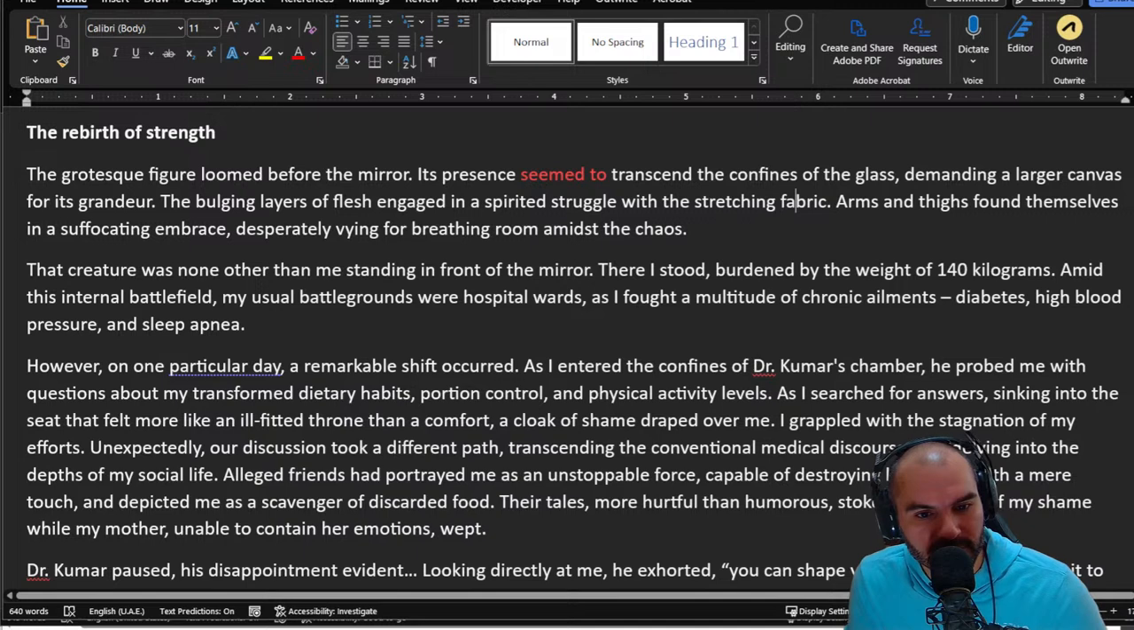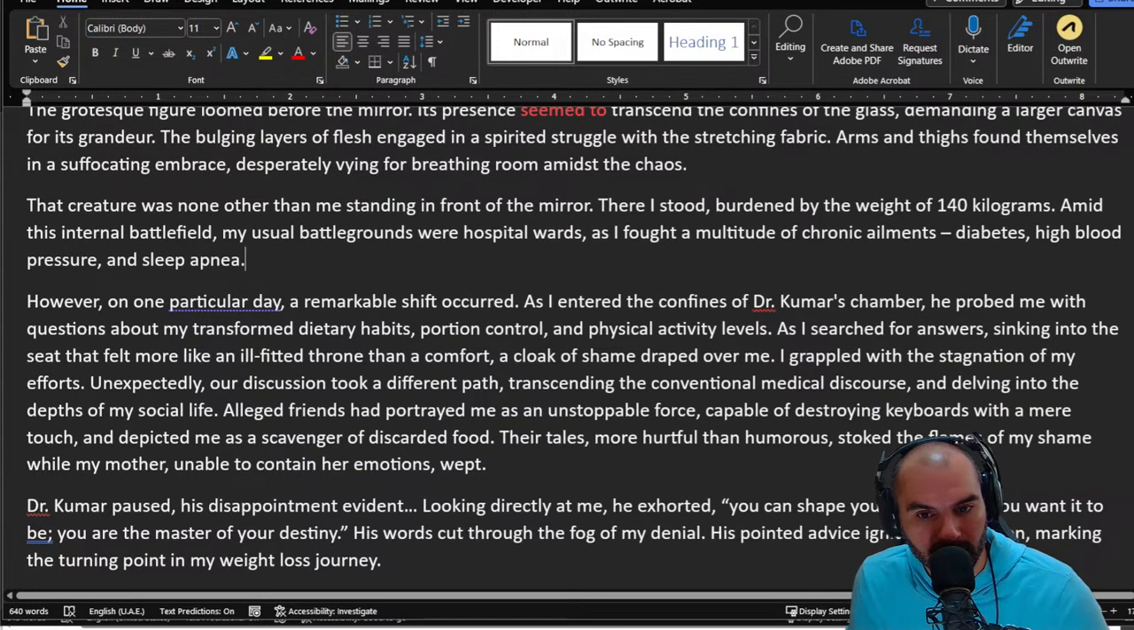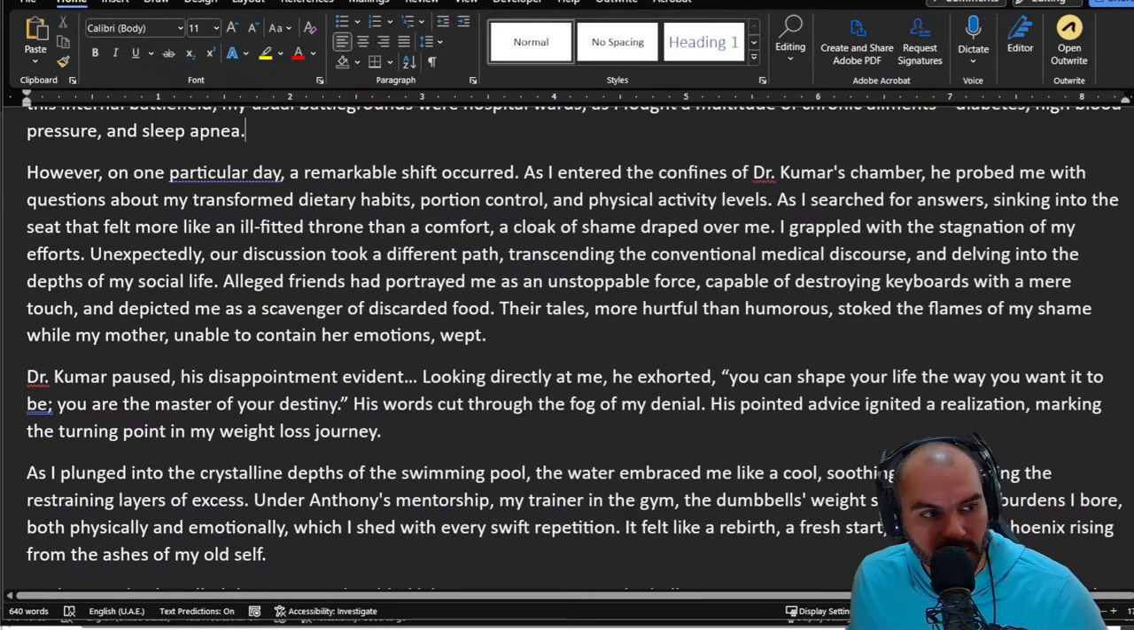Bulging layers of flesh engaged in spirited struggle with a stretching fabric. I feel like I'm playing against Godskin Noble in Elden Ring. Arms and thighs. And so, okay. Ooh. Okay. Big boy, I got you. I was there. I was a fat kid in school. So, okay. Had a lot of issues because of it. One particular day, remarkable shift.